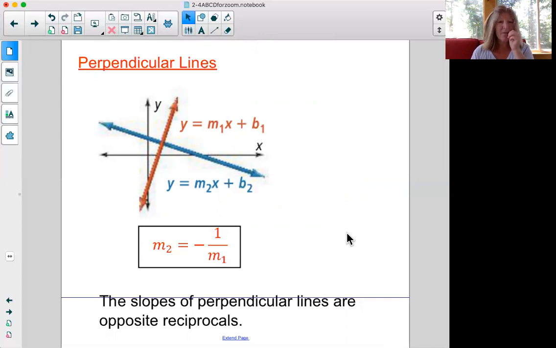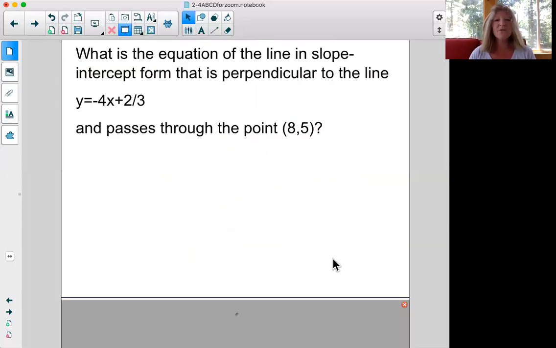But be careful, because they have to be reciprocal and the opposite sign. All of that has to be going on in order to have the lines be perpendicular. Their slopes have to be opposite and reciprocal. So with that in mind, let's do this practice problem. Find the equation of the line in slope-intercept form that's perpendicular to this line and that passes through this point.